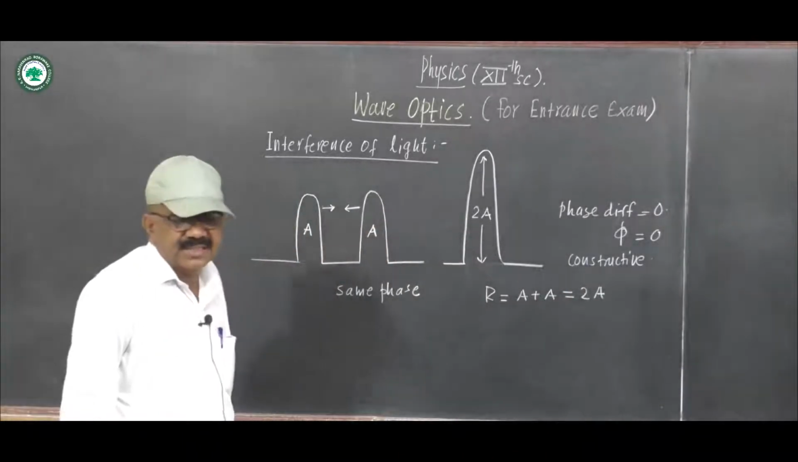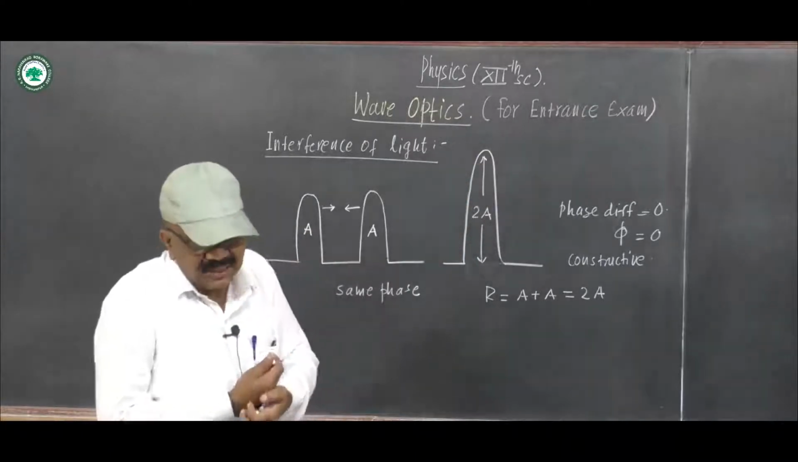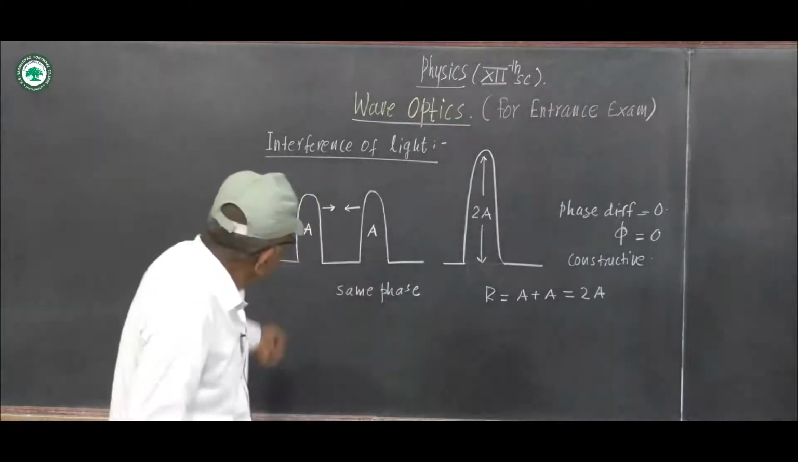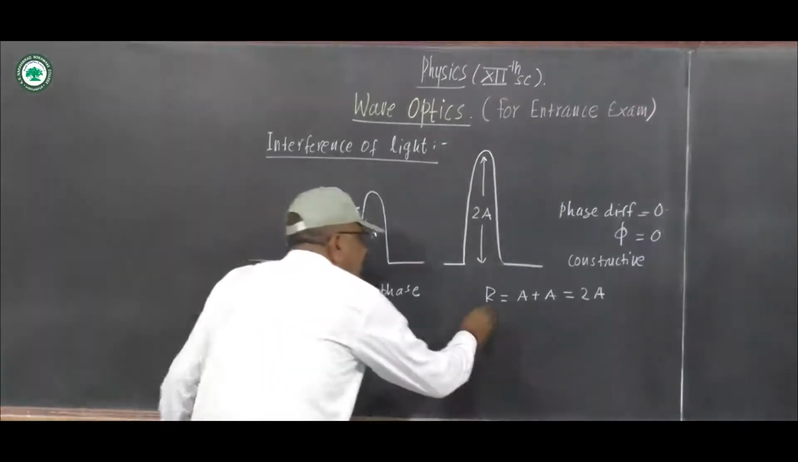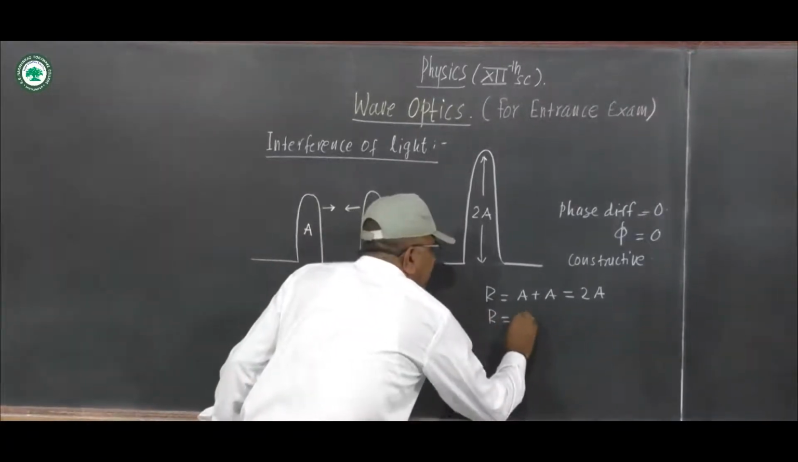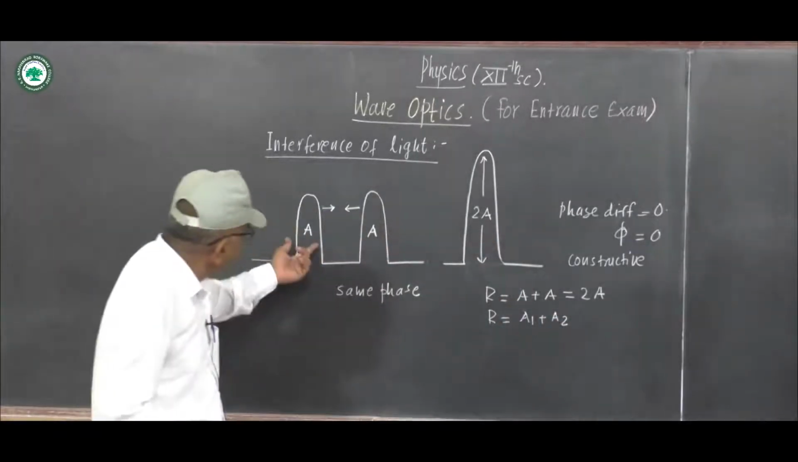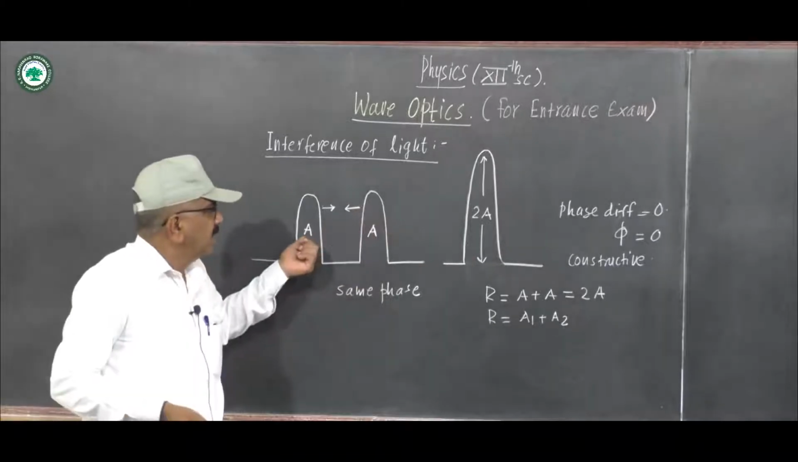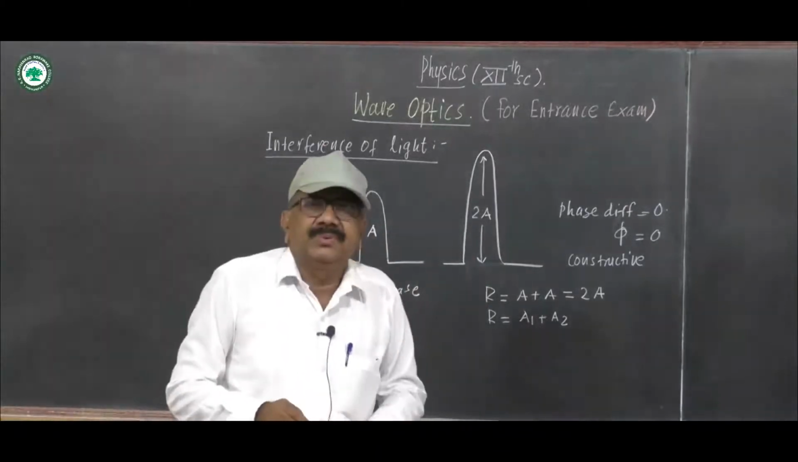Resultant amplitude is 2A. Or if this is A1 and this is A2, the resultant amplitude will be A1 plus A2. If amplitudes are different, A1, A2, then the resultant amplitude here will be A1 plus A2.